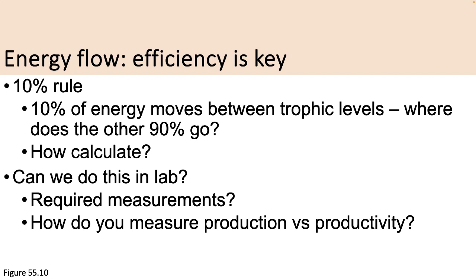The other thing that sucks is because that second law says everything goes away as heat, we get something that we call the 10% rule. The 10% rule is basically, if you eat 100 calories of plants, you get to keep no more than 10 of those calories. You get to keep 10% of those calories. What happened to the other 90%? We know the answer. The Miami heat.